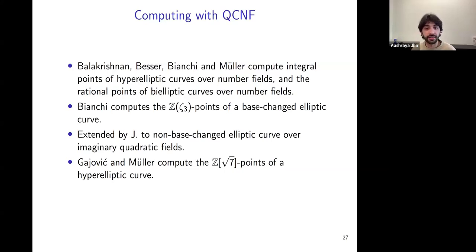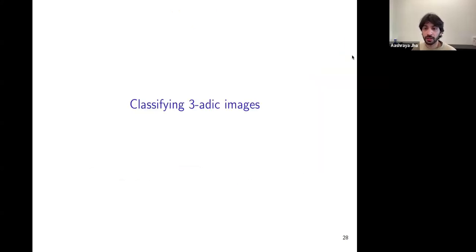I'll highlight that in the first bullet point, all the number fields were either quadratic imaginary or quadratic real. So they're all quadratic. I don't think there's been work done over higher degree number fields. Okay, any questions before I move on? Okay, I'm going to move on then.